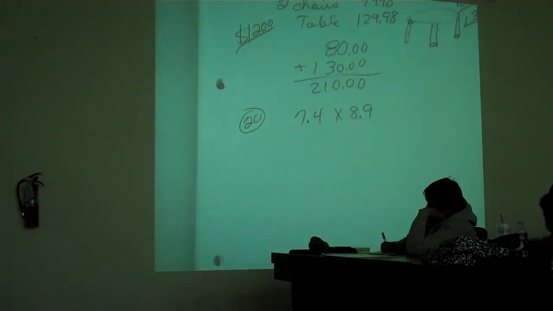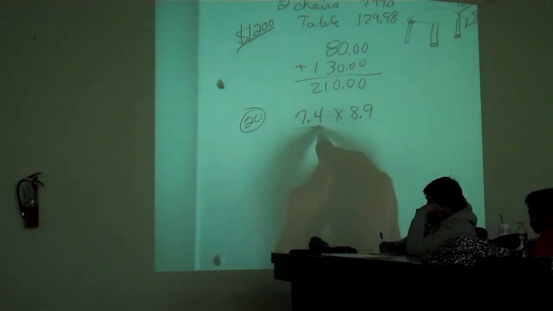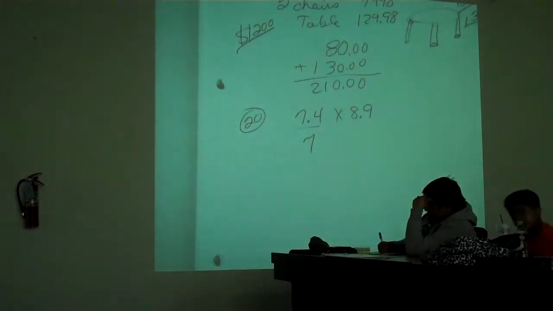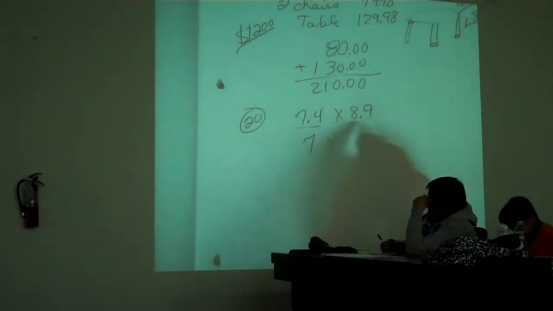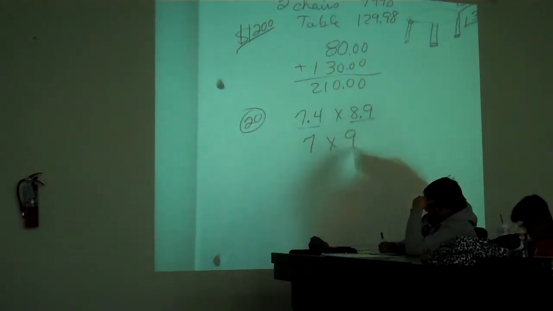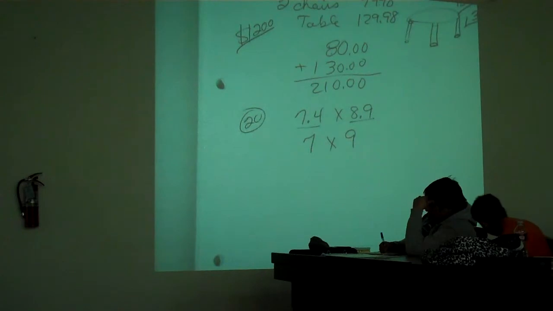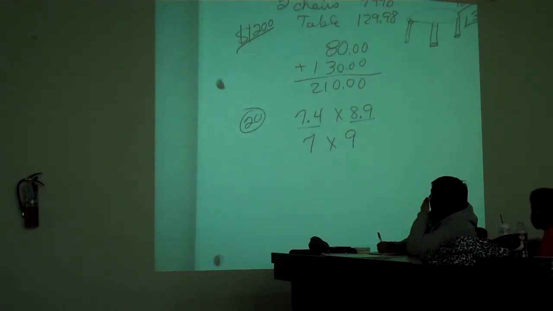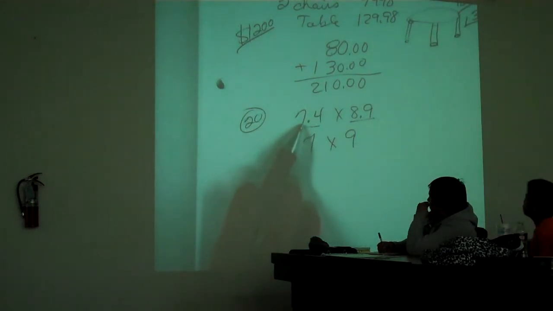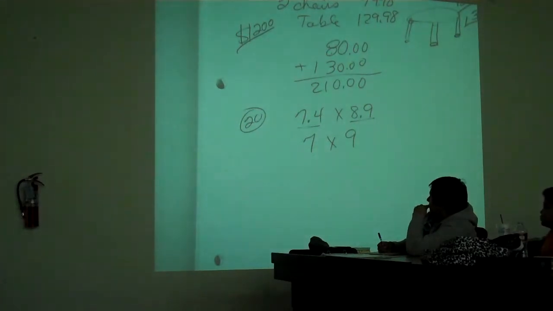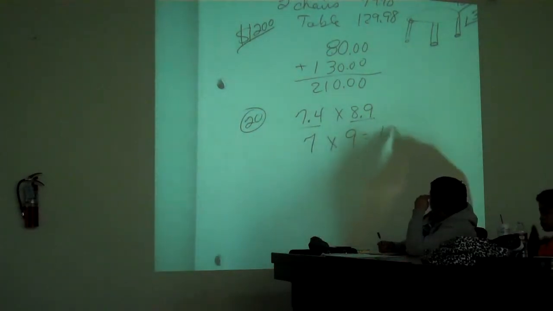What would you probably round those to? This one you would round to what? 7, right? Kind of round it to 7. This one, round it to about 9. Okay? Does that make sense? This you would round to 7, that you would round to 9. So it would round to about 63.